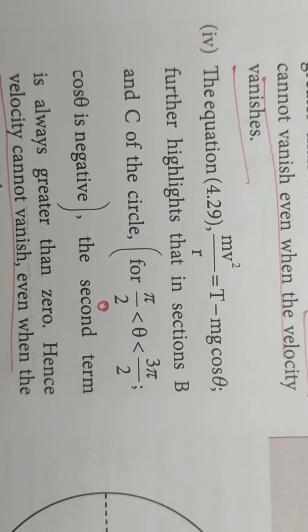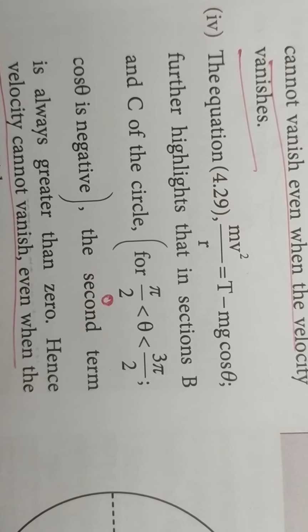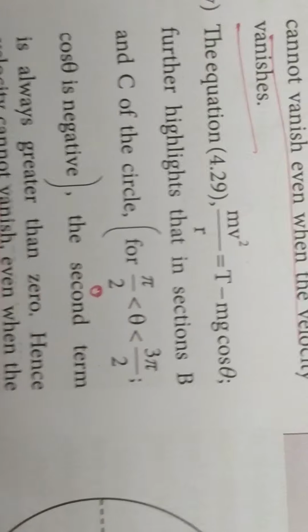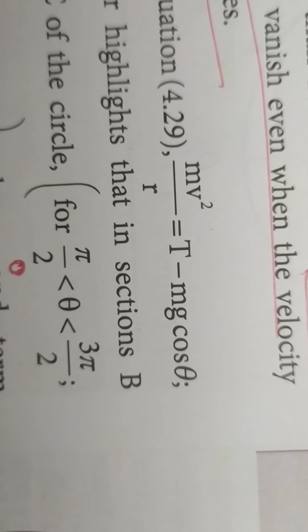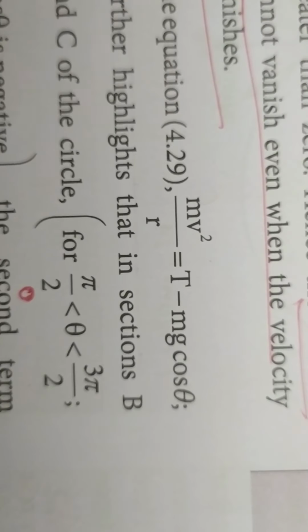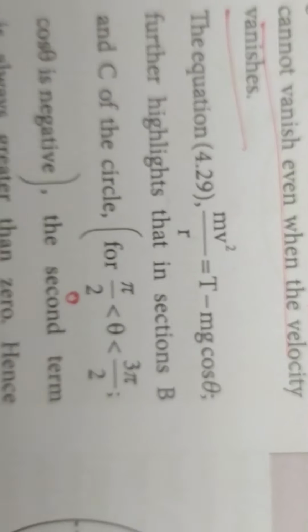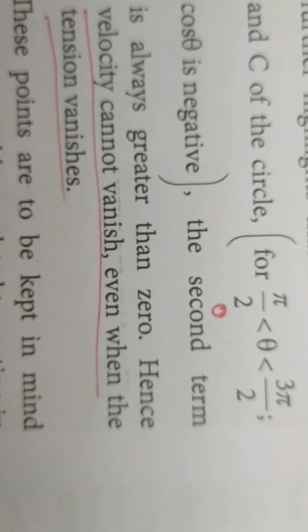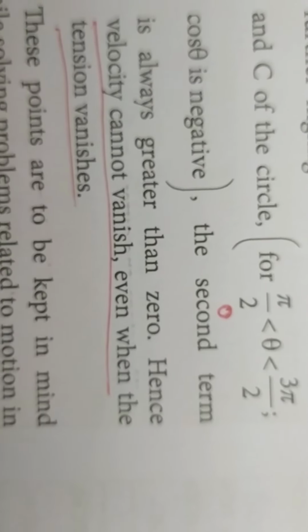Next you consider the sections B and C, where the angle is from pi by 2 to 3 pi by 2, and cos theta will take a negative value. When you see this equation, rearranging it, mv square by r is equal to T minus mg cos theta. Since cos theta takes a negative value, the second term is always greater than 0, and hence the velocity cannot vanish even when the tension vanishes.